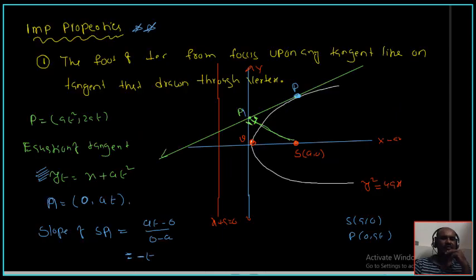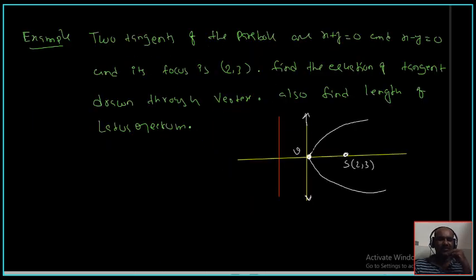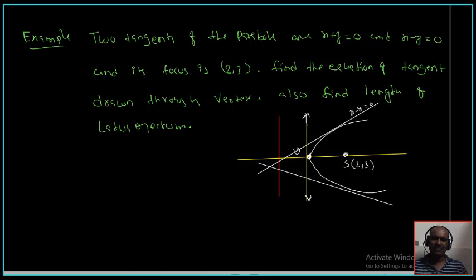The foot of perpendicular from the focus. Interesting observation: the foot of perpendicular from the focus upon any tangent lies on the tangent drawn through the vertex. For this parabola, we draw the tangents, which is not a big problem. For example, this is the tangent x minus y equal to 0, and this is x plus y equal to 0. From S, if you draw a perpendicular on this tangent, the foot should be a point on the tangent drawn through the vertex. That is our previous concept.